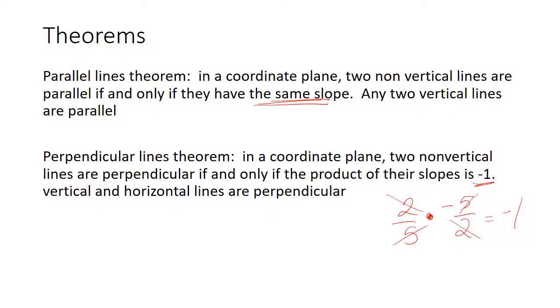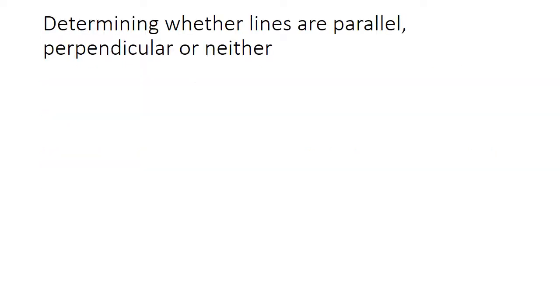So we would also say that this is the negative reciprocal. Anytime you're given a slope, if the other is flipped and opposite, they're going to be perpendicular. And anytime you have a vertical line and a horizontal line, they are going to be perpendicular to each other. So if you know it's horizontal and you know the other is vertical, they will be perpendicular. So let's determine whether some lines are parallel, perpendicular, or neither.